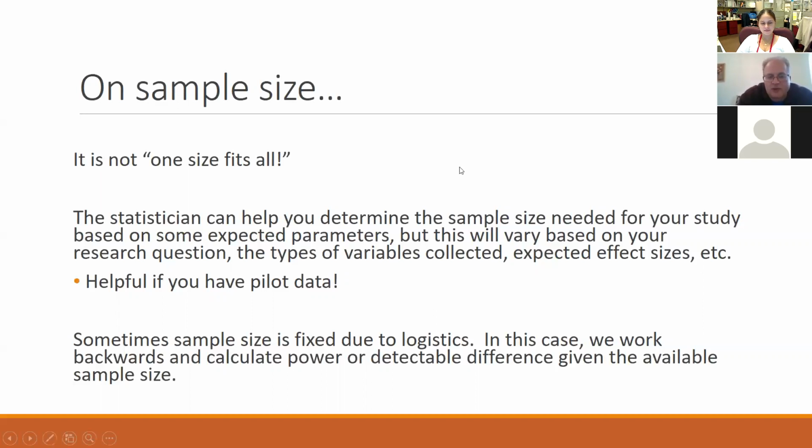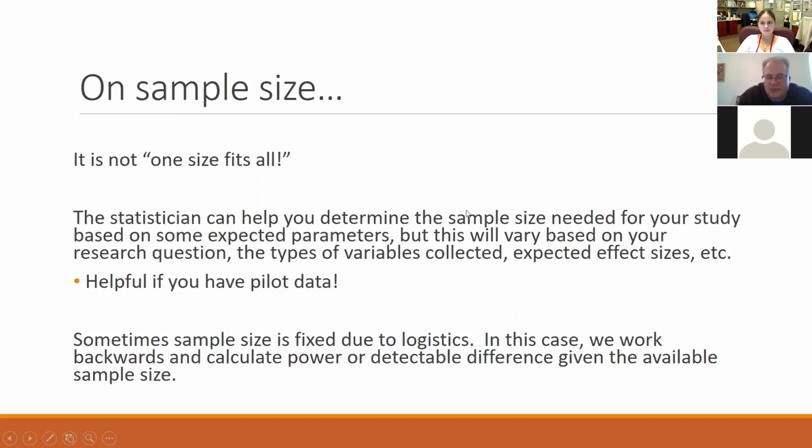Typically when you're meeting with a statistician, you have to tell them, what are you looking for? What are you trying to measure? If you're comparing 2 different groups of people, let's say treatment A versus treatment B, what type of difference do you expect between these 2 drugs in terms of your endpoint? It's helpful to have some pilot data that you can bring to the meeting so the statistician can help you figure out the sample size.